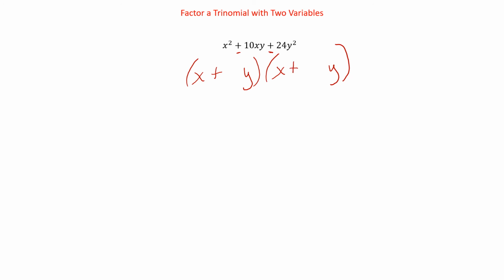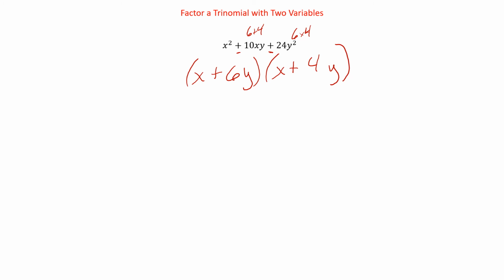Then we need two numbers that multiply to give us 24, that add to give us 10. What times what is 24? You can go through your list, but I'm looking at 6 times 4 is 24, and 6 plus 4 is 10. So we'll have a 6 and a 4, but it's a 6y and a 4y. That's the only difference here if we have the trinomial with two variables. If we multiply this out, x times x is x squared. X times 4y is 4xy.